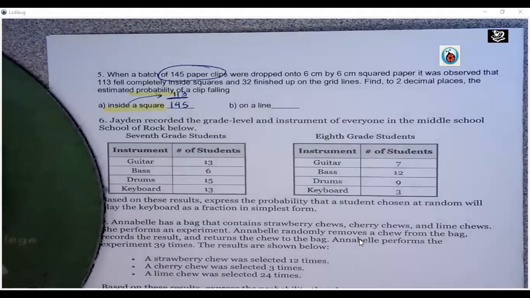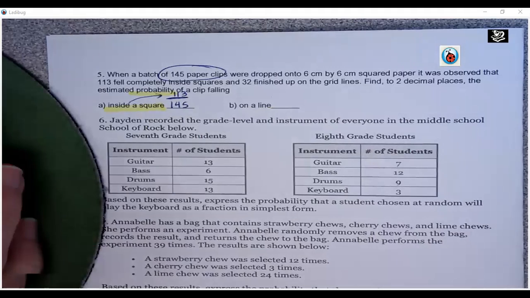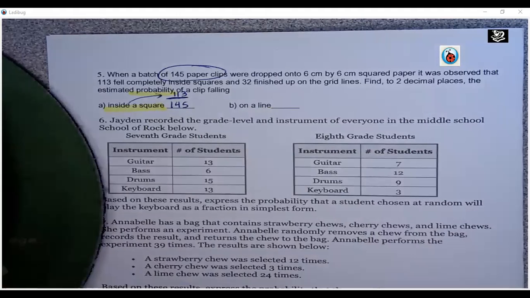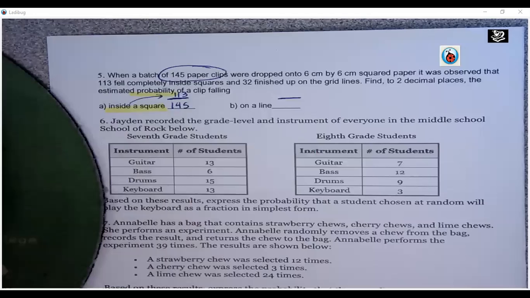All right, now we want to see what fell on the line. Let me have Ariana help me with this one. What would be my top number for this one? Finding the probability that they fell on the line. What do you think, Ariana? What would be my top number? Are you there, Ariana?